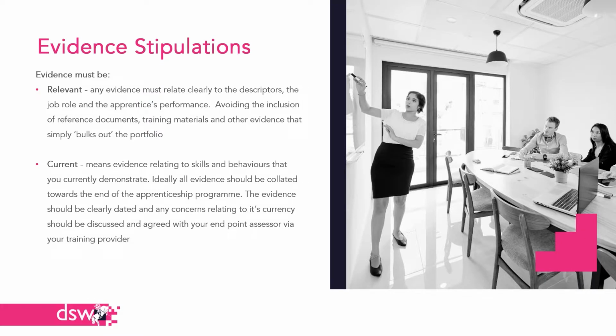Evidence must be relevant. Any evidence must relate clearly to the descriptors, the job role and apprentice's performance. Avoid the inclusion of reference documents, training materials and other evidence that simply bulks out the portfolio. Evidence must be current. Current means evidence relating to knowledge, skills and behaviours that the apprentice currently demonstrates. These will tend to be their best work.